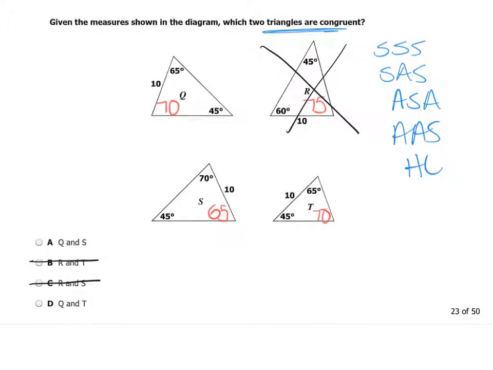Anything with an R in it is not going to work. So it's either QS or it's going to be QT. When I look at 10, 10 is between 70 and 65, which could be angle, side, angle. Over here, 10 is between 65 and 70, which could be angle, side, angle. Over here, 10 is between 65 and 45, which still could be angle, side, angle. However, this is 65 and 45, which doesn't match 70 and 65. 70 and 65. So it is what?